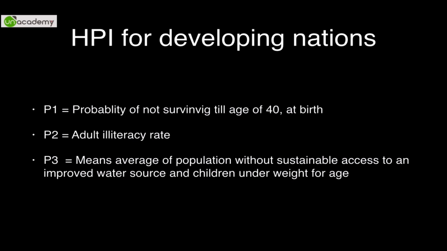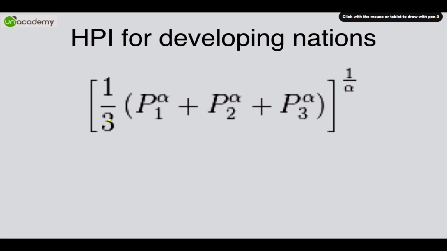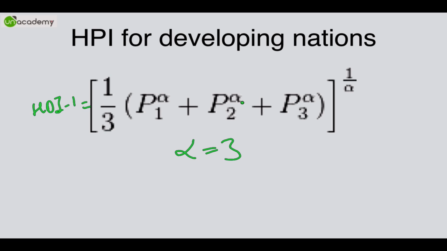How is it done? It is done using this formula. As you can see, HPI-1 can be calculated like this: P1 to the power alpha, where alpha is equal to 3, plus P2 to the power alpha, plus P3 to the power alpha, and then the entire thing is taken. It is the HPI for developing nations. Is that understood? So that is how you penalize: if you are lagging in some parameter, you penalize it very heavily because you cube it and then it becomes much more amplified.